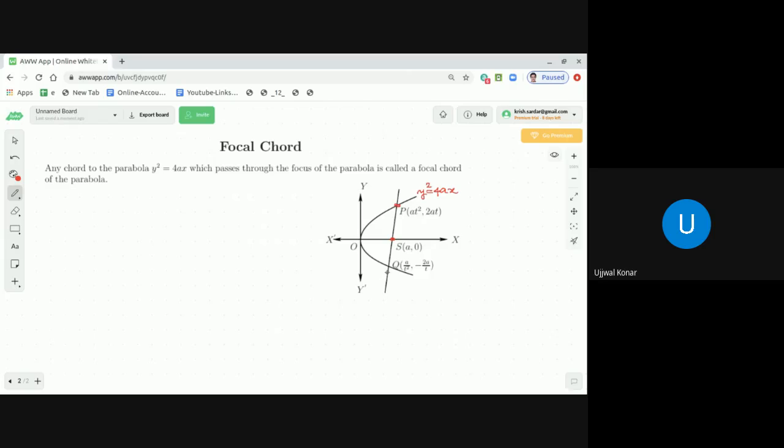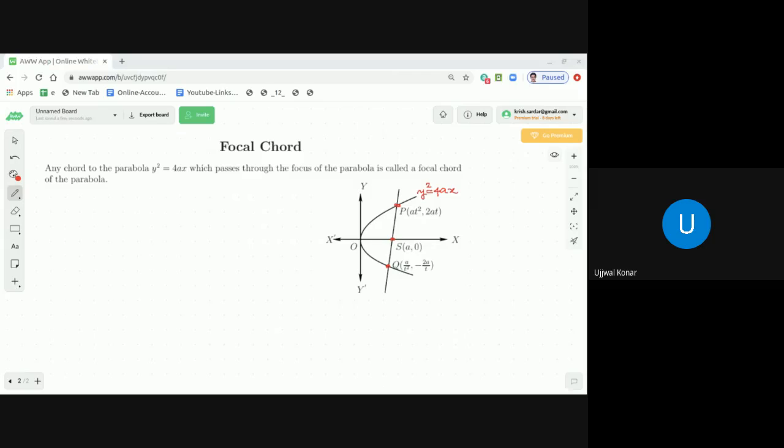One is the point P and another is the point Q. The interesting part is that if you take the point P as a parametric point, as we just learned, meaning we take the coordinates of the point P as at square comma 2at, we will see that the coordinates of the point Q should be a by t square comma minus 2a by t. Okay, so as you see in this diagram, PQ, which passes through the focus of the parabola, is called the focal chord. The points P and Q, which are the points of intersection of the focal chord with the parabola, are called the extremities of the focal chord of the parabola y square equal to 4ax.